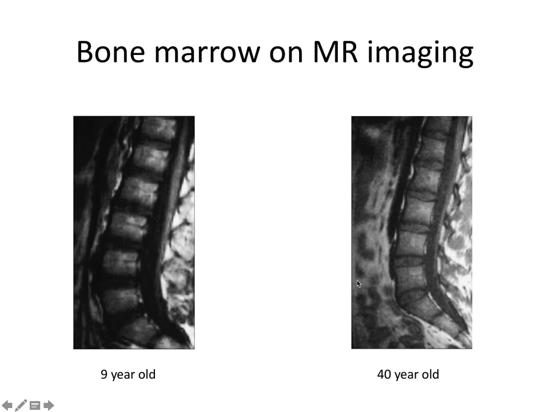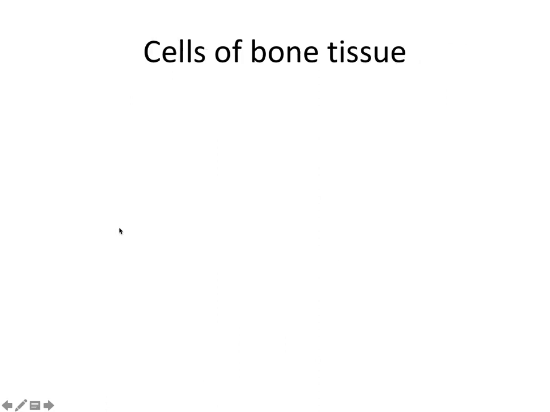Whereas here in this 40-year-old, you can see that the vertebral bodies and their medullary cavities are predominantly bright. And this is because at 40 years of age, you've almost completely gone a conversion from red to yellow marrow. So that's why we see here on this MR imaging that yellow marrow appears bright, but red marrow appears darker.